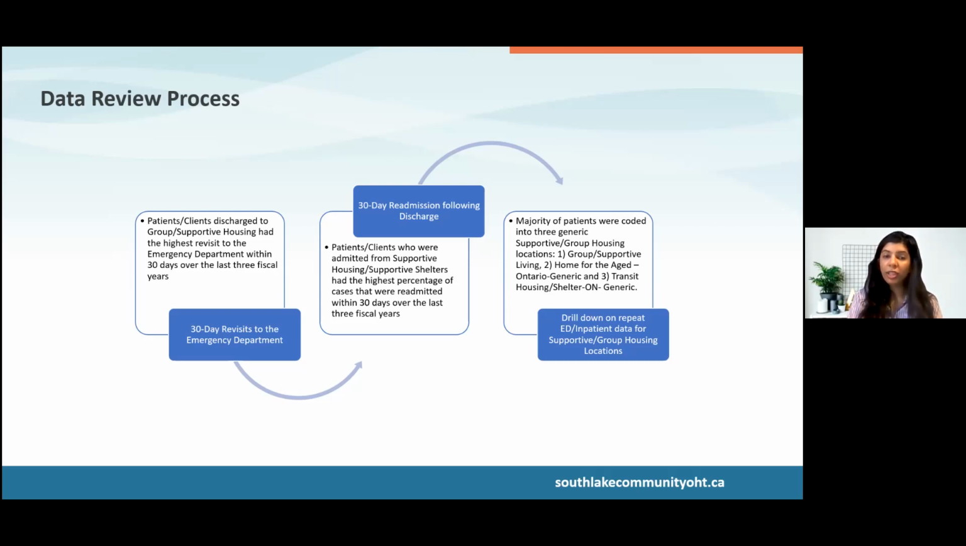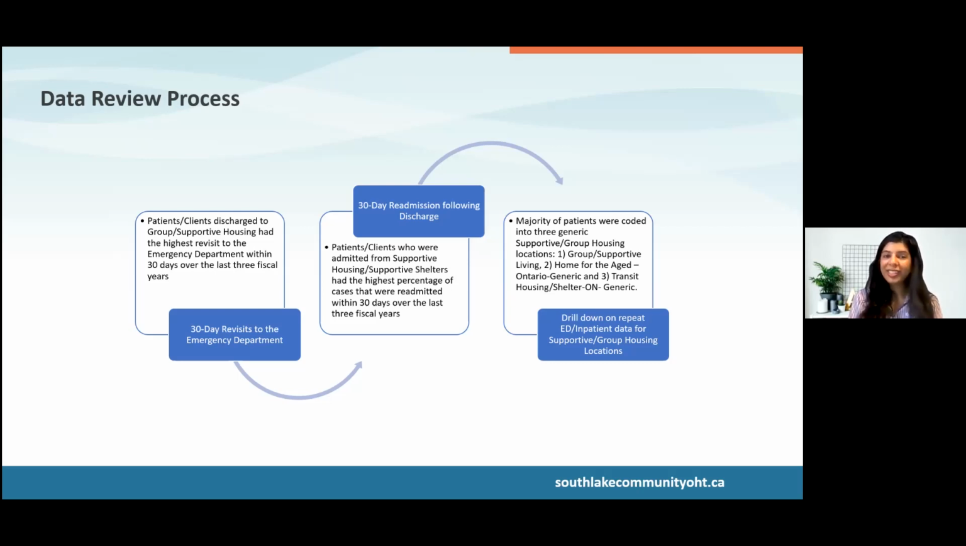Similarly, when we looked at the 30-day readmissions data, we saw that patients who were admitted from supportive housing and supportive shelters had the highest percentage of cases readmitted to the hospital within 30 days. And similarly to the ED visits, this trend was also consistent over the last 3 fiscal years. So what this really told us is that there are many transition sites, but the individuals residing in group and supportive housing and the shelter system are actually the ones who are having frequent transitions to the hospital, and really allowed us to narrow down our scope of work to those particular types of sites.